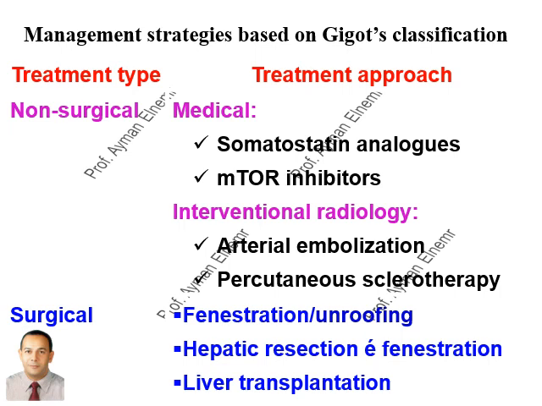The interventional radiology is either by transcatheter arterial embolization by microcoils, or percutaneous radiologically guided aspiration of the cyst's content followed by injection of sclerosing agents such as ethanolamine oleate or tetracycline. The surgical approach includes fenestration or unroofing, hepatic resection with fenestration, or liver transplantation.